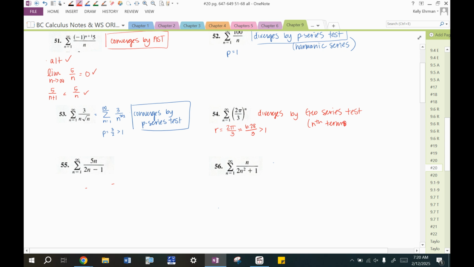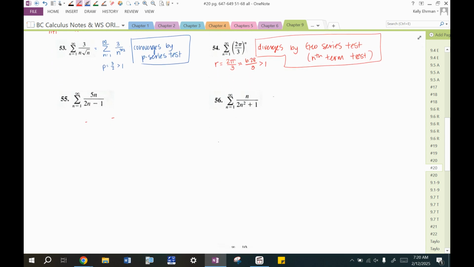So a lot of these, you could maybe apply more than one test. And again, for multiple choice, they're not going to have both of those as choices. It's not that one is more correct than the other. So you would just be looking for the one that they offer in there. It wouldn't be diverges by integral test or comparison test or anything like that.